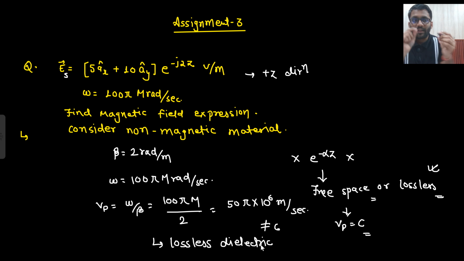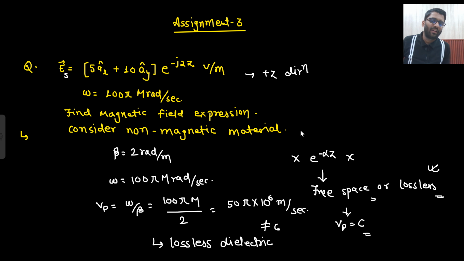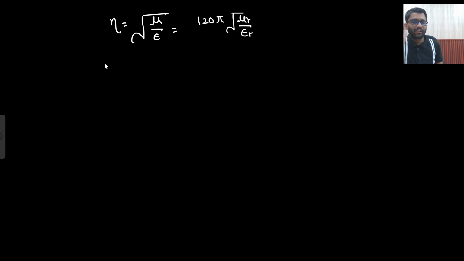You are going to take the help of eta, right? And what is the expression of eta for a lossless dielectric? It can be written as 120 pi into root of mu r by epsilon r. Since it is a non-magnetic material, what does that mean? I have already told you, for non-magnetic material, mu r is equal to 1. In a lot of questions, this line will be mentioned, that consider non-magnetic material. So mu r equals 1 you will take.